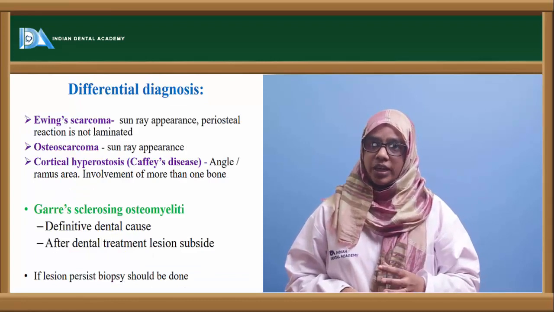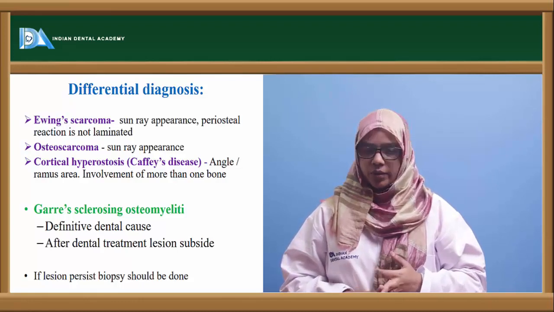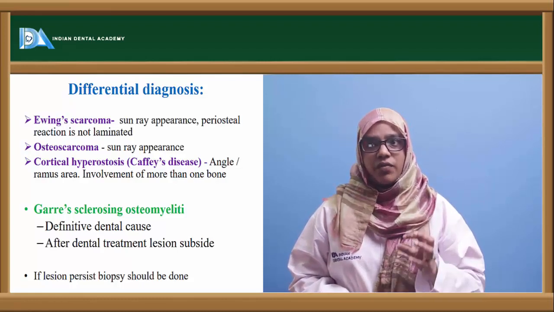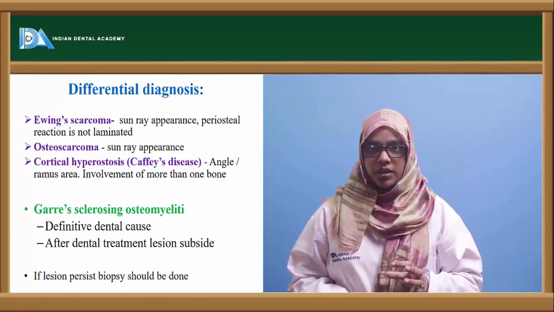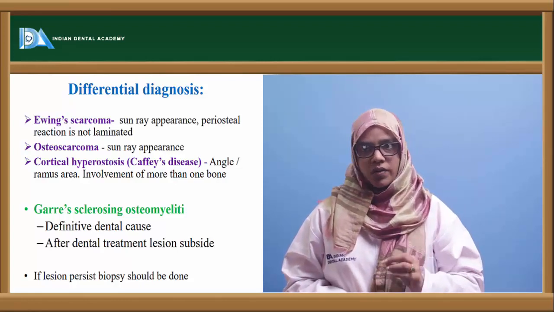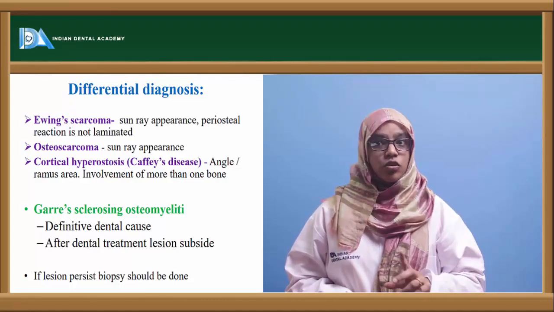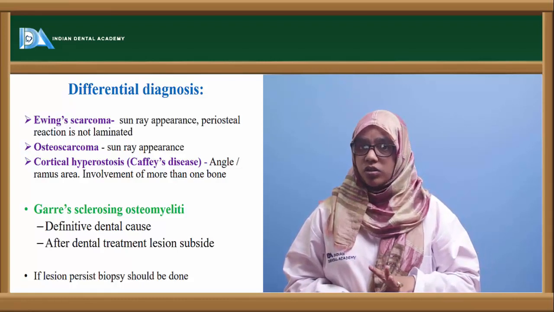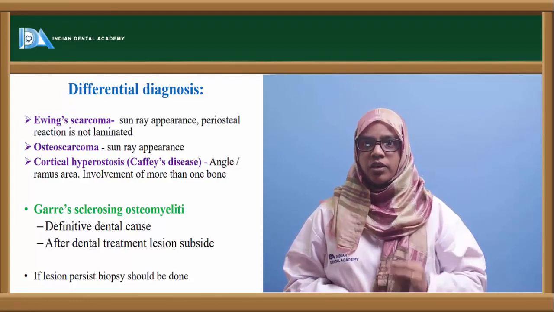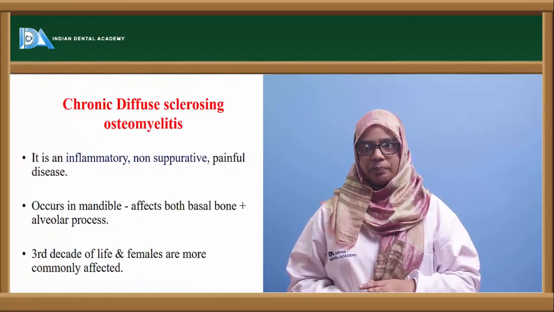Now, Garre's osteomyelitis may mimic Ewing sarcoma, osteosarcoma, chondrohyperostosis, or Caffey's disease. But you need to keep in mind that Ewing sarcoma has a sunray appearance. The periosteal reaction is not present in Ewing sarcoma. Osteosarcoma also has a sunray appearance. Whereas Caffey's disease is seen in the angle and ramus region, not in the body of the mandible, and it is not associated with a carious tooth. Whereas in Garre's osteomyelitis, there will always be a definite dental cause. After dental treatment, the lesion will eventually subside.